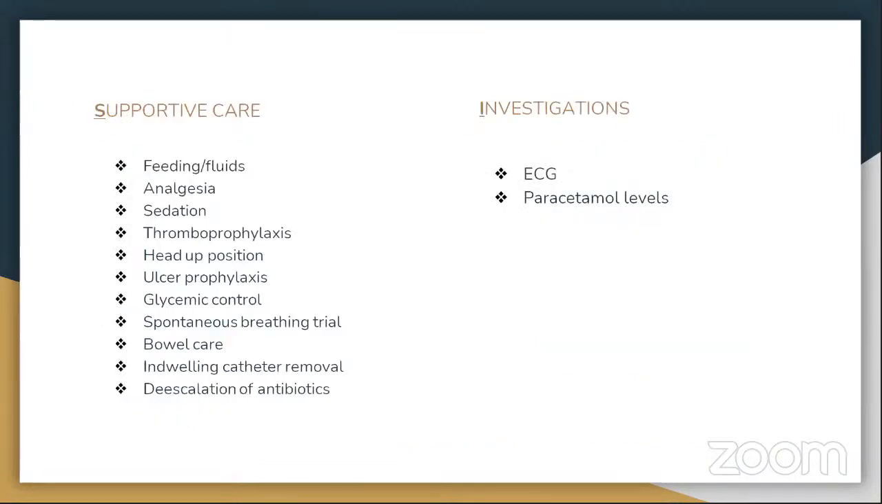Okay, so the next is supportive care. There's also a mnemonic that you can use. It's FAST HUGS. This is quite important in poisoning and overdose, given that most overdoses don't actually have an antidote. So you're looking at feeding and fluids, analgesia, sedation, thromboprophylaxis, seating the patient up in a head-up position, ulcer prophylaxis, glycemic control, bowel care, removing any catheters, and appropriate antibiotics and de-escalation thereof.